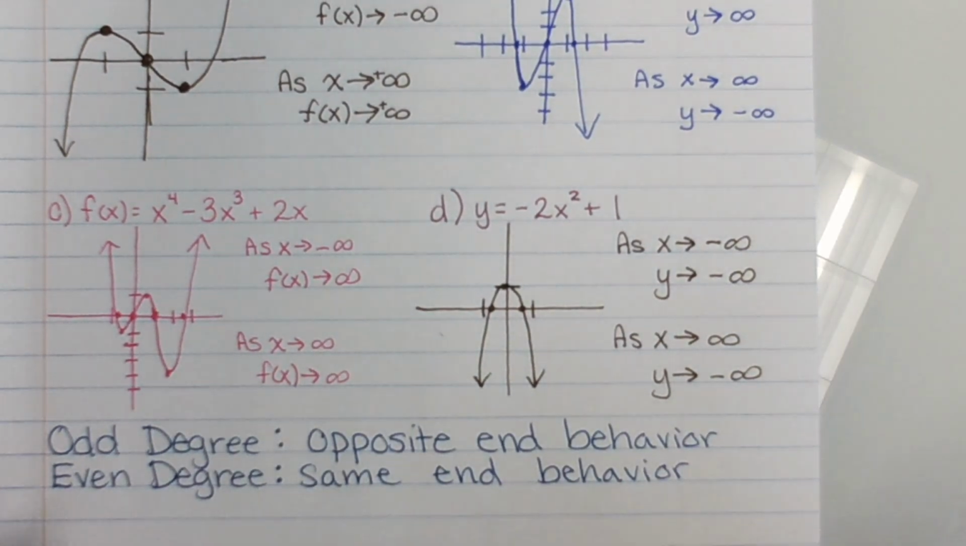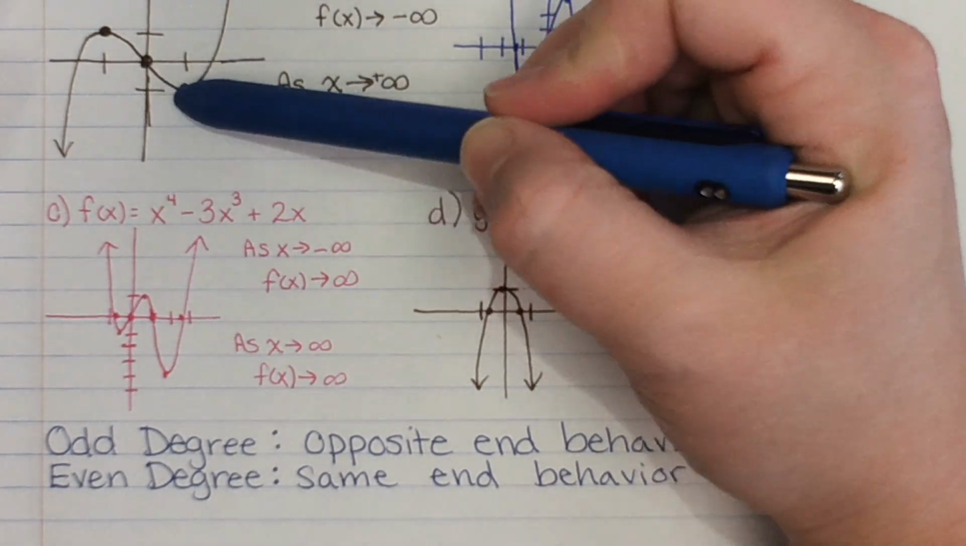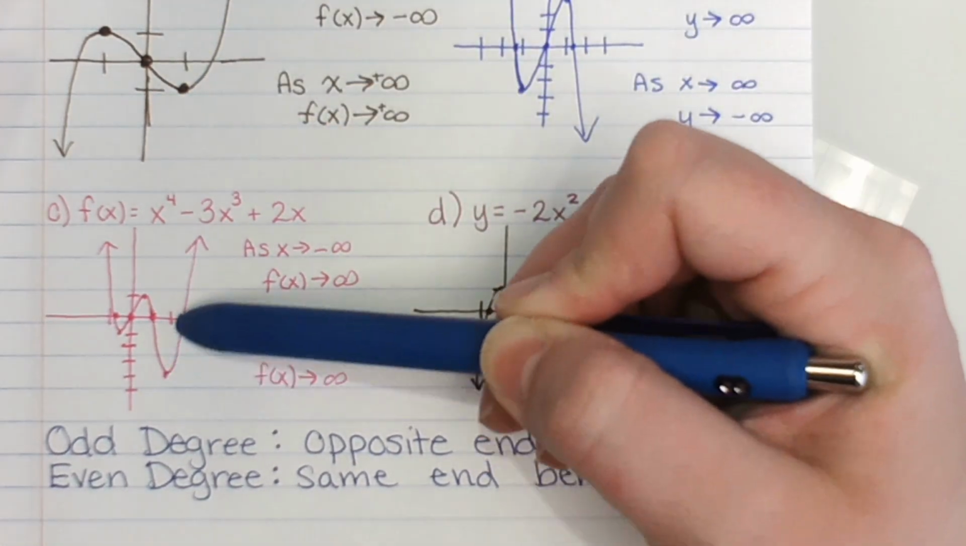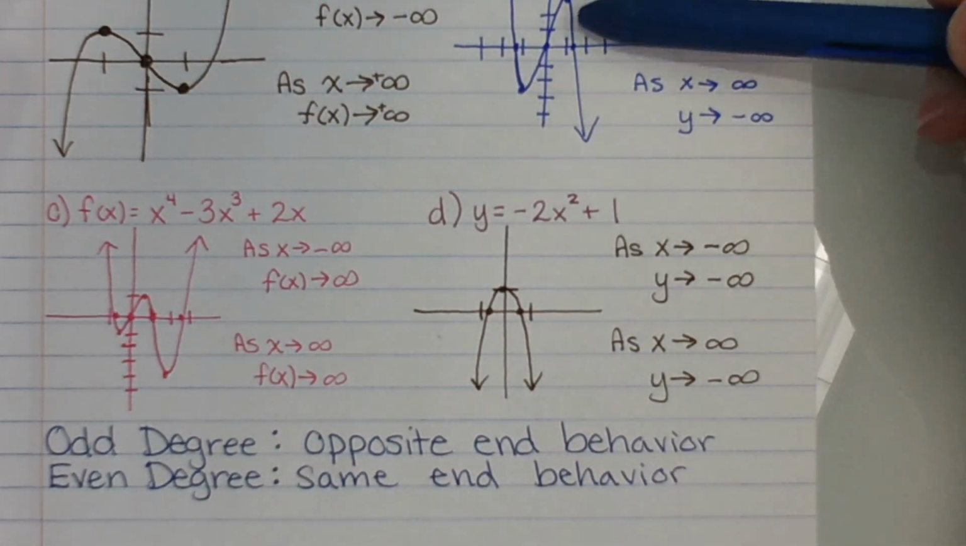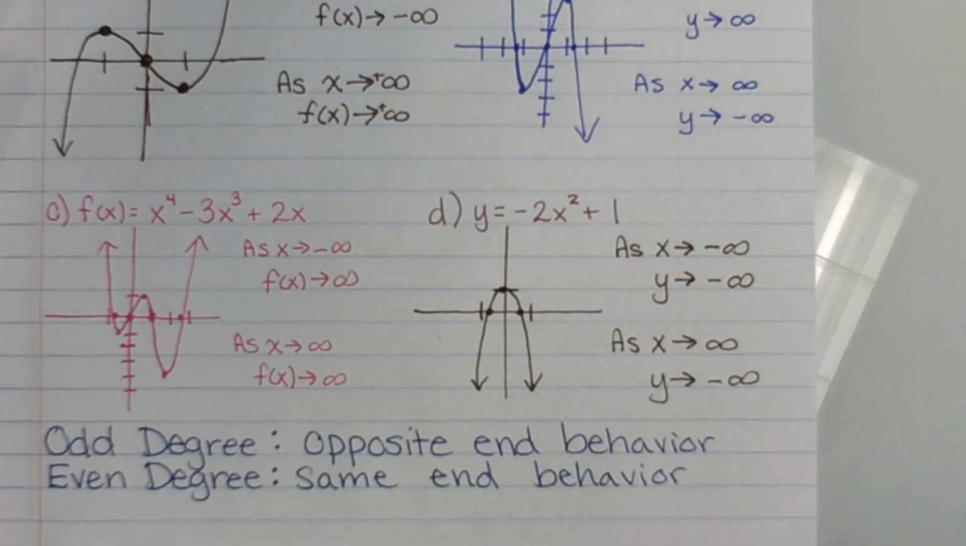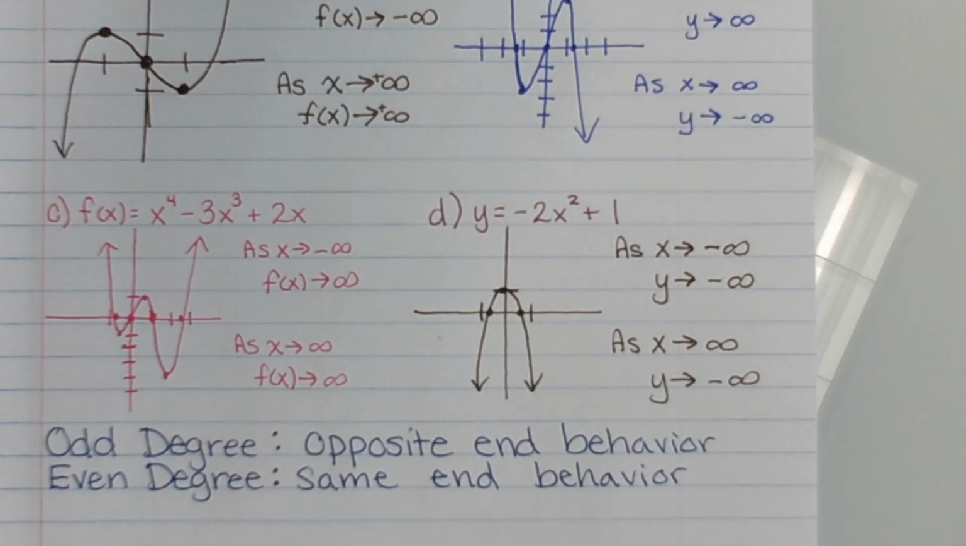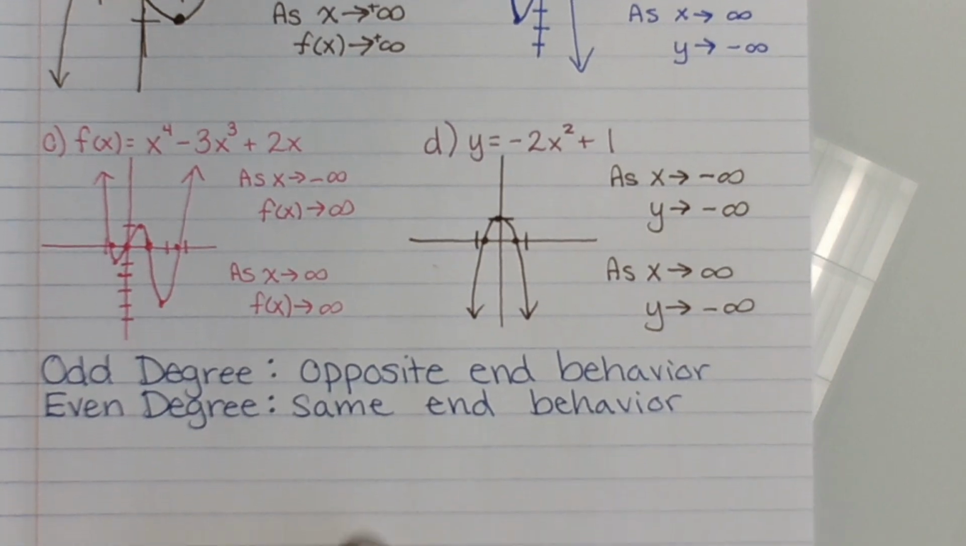Other things to notice. This one ended going up, this one ended going up. This one ended going down, this one ended going down. Any guesses as to why, if the negative in front or not? The leading coefficient being positive or negative tells you the right end behavior.